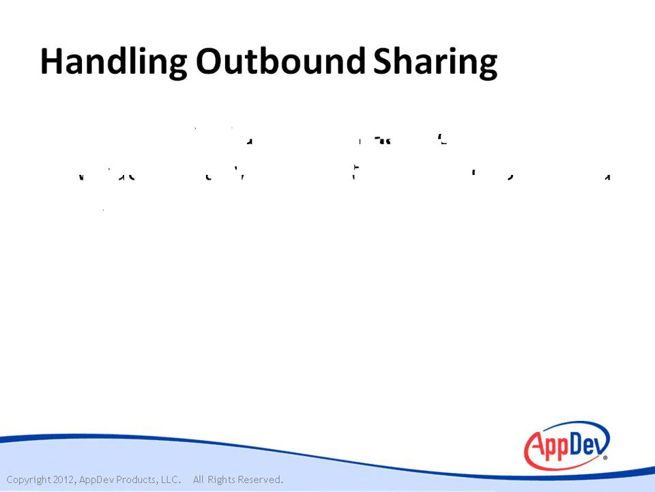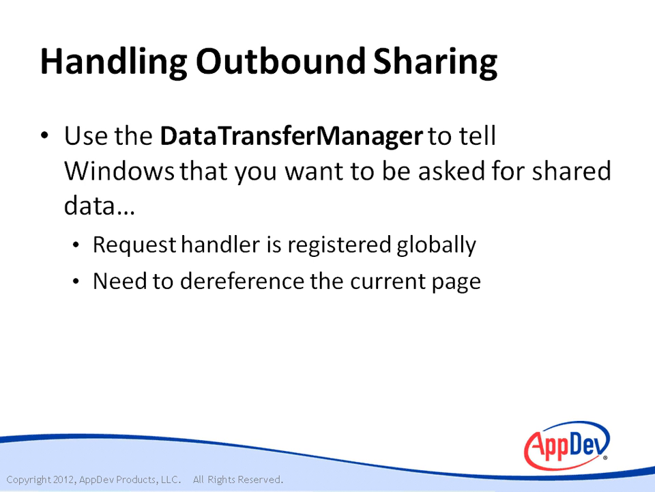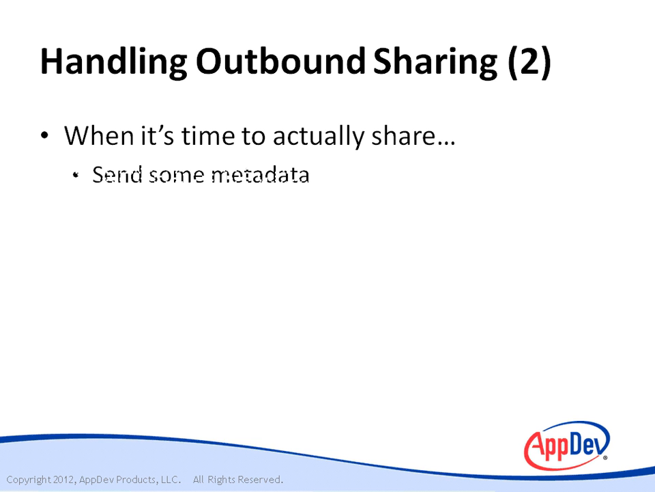In order to handle outbound sharing, you need to use the Data Transfer Manager to tell Windows that you want to be asked for shared data. When the user selects the share charm, your application will be called and you have an opportunity then to provide that data. The request handler is registered globally, and the first thing you need to do is dereference the current page. So in the demo we're about to see, I'll show you how to do this using an interface. When it comes time to actually share your information, you first of all need to send some metadata about the information you're sharing, which can just be a title and description, and that's what we'll actually do in the demo, and then you send the actual data. Let's now have a look at a demo.